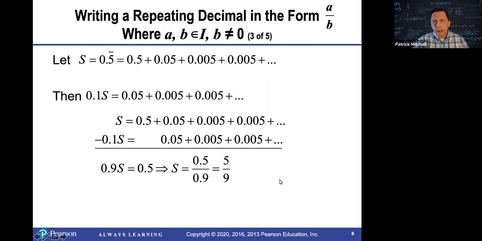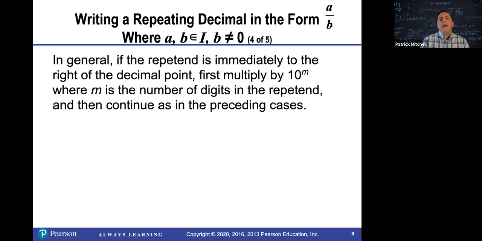I like the other way better. In general, if the repetend is immediately to the right of the decimal point, first multiply by 10 to the m, where m is the number of digits in the repetend. So that's what I was saying earlier. If there were 2 digits, you would multiply by 100. If there were 3 digits, you would multiply by 1,000, etc.